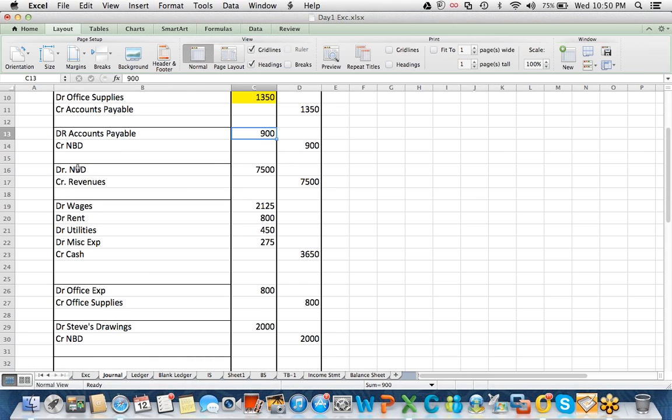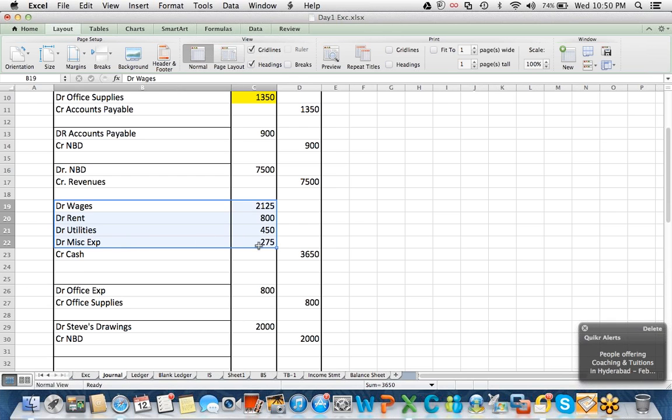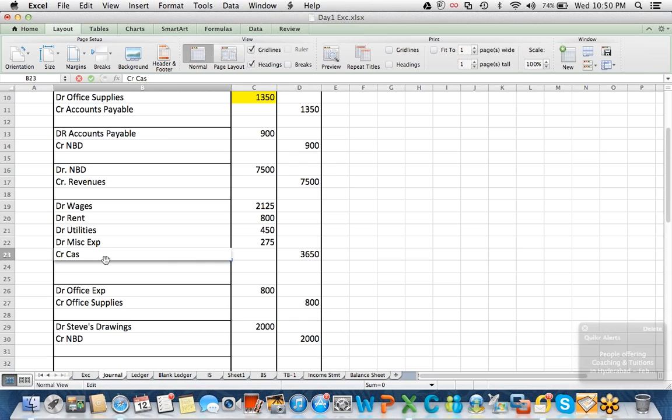Next, NBD account debit, revenues account credit. You generated some revenues. Now you paid some expenses using a single mode of payment. The mode of payment is check. You might have written a check for 3650 and paid all these amounts.